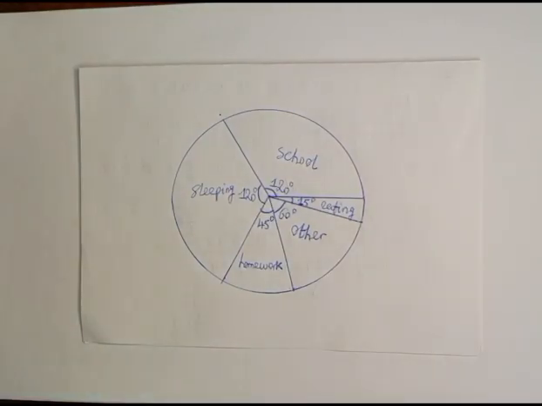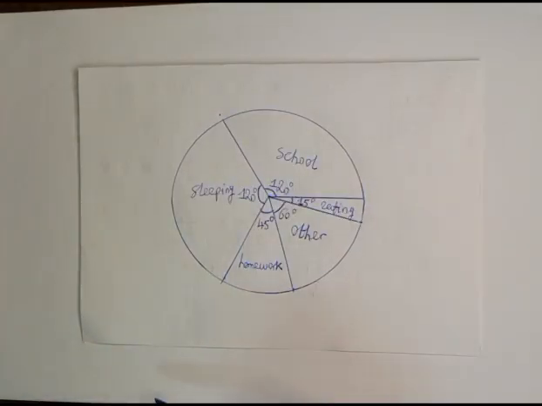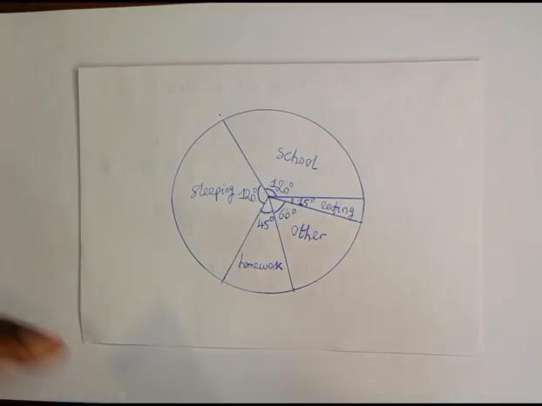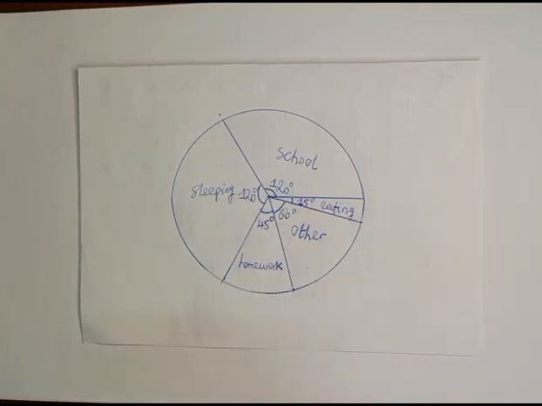We are done with the representation of the given data on a pie chart. You can see how we make use of a circle with sectors to represent the given data. You can see how the sector angle is proportional to the frequency.